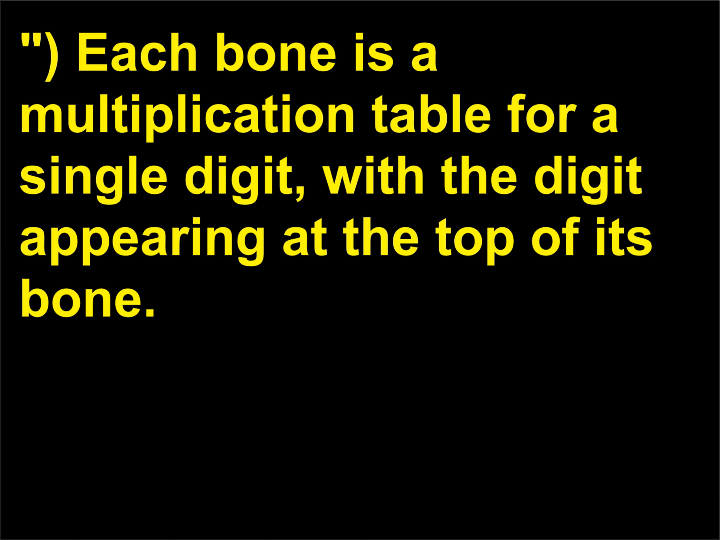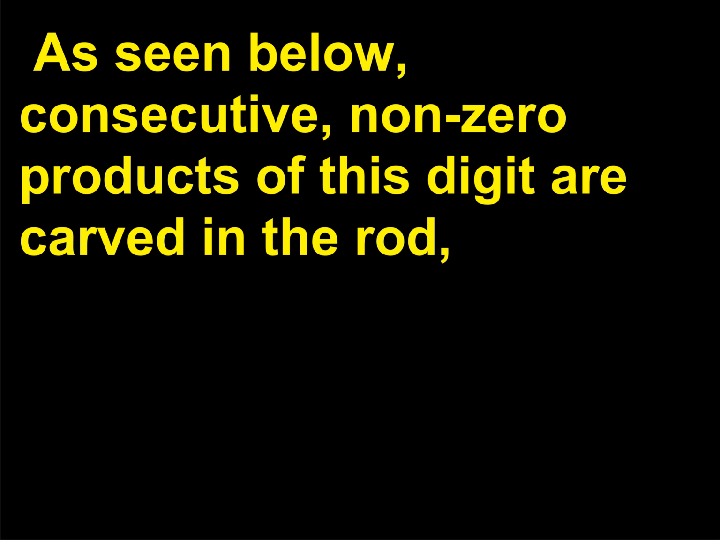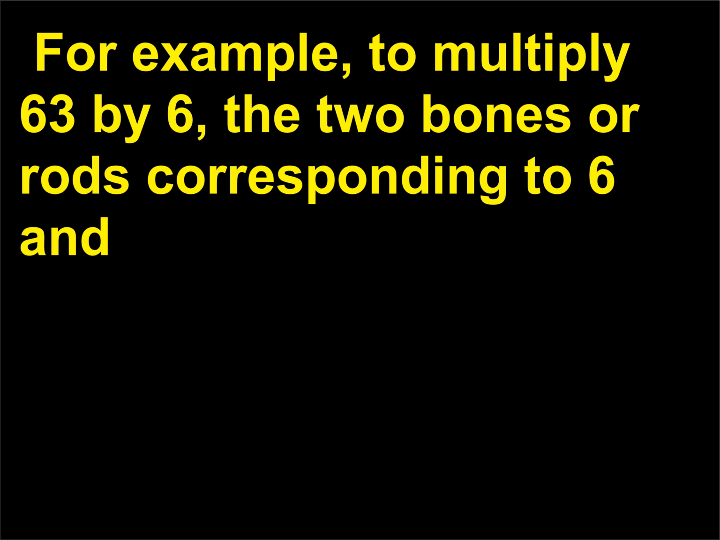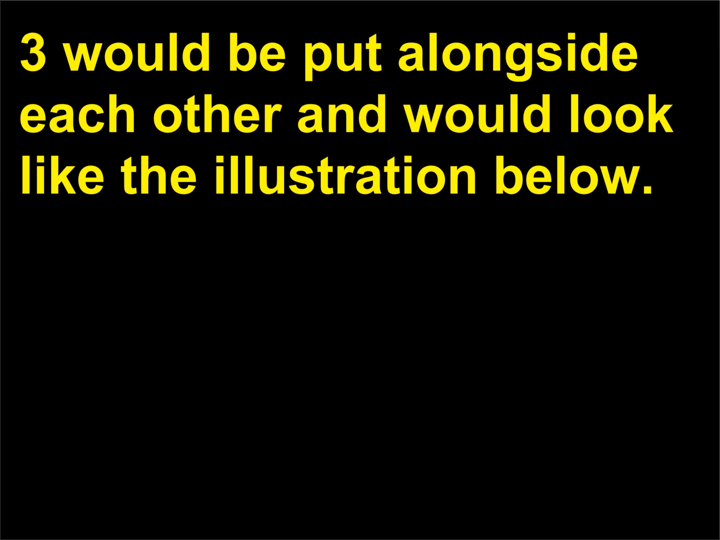Each bone is a multiplication table for a single digit, with the digit appearing at the top of its bone. As seen below, consecutive, non-zero products of this digit are carved in the rod, with each product occupying a single cell. For example, to multiply 63 by 6, the two bones or rods corresponding to 6 and 3 would be put alongside each other and would look like the illustration below.